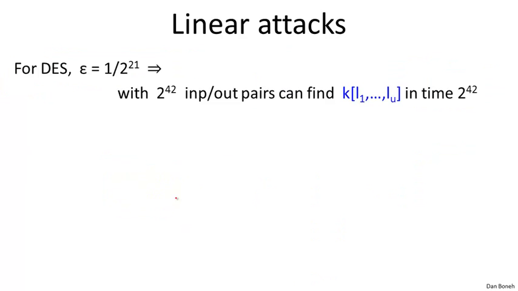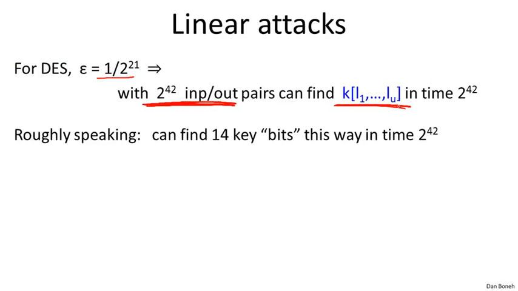So now let's apply this to DES. For DES we have epsilon, which is 1 over 2 to the 21, which means that if you give me 2 to the 42 input-output pairs, I can figure out an XOR of the key bits. And now it turns out, I'm not going to exactly show you how, roughly speaking, using this method, you don't just get 1 key bit. In fact, you get 2 key bits. You can kind of use this relation, one going in a forward direction and one going in the backwards direction.